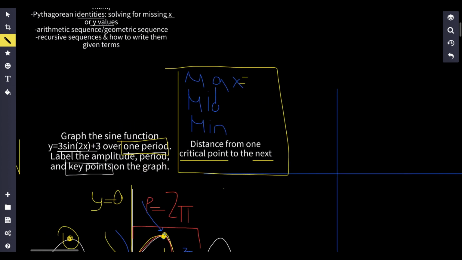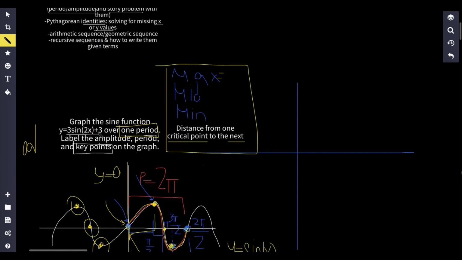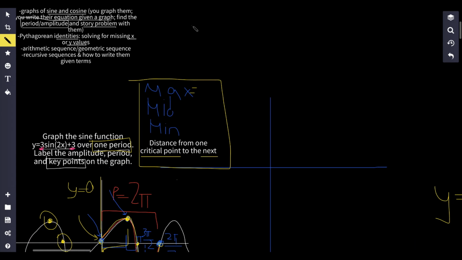So if I have 3 sine of 2x plus 3, what I do is take my last term and add it to my first term. So 3 plus 3 is going to give me 6, which represents my maximum.